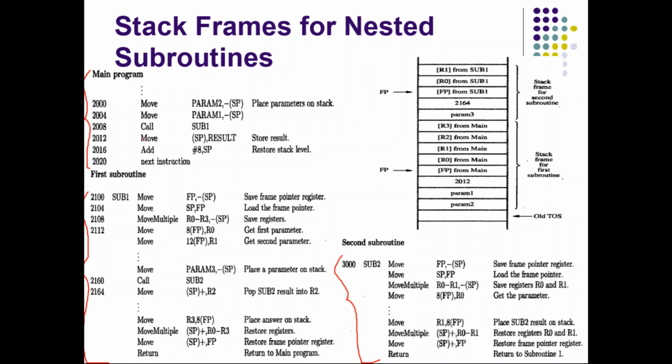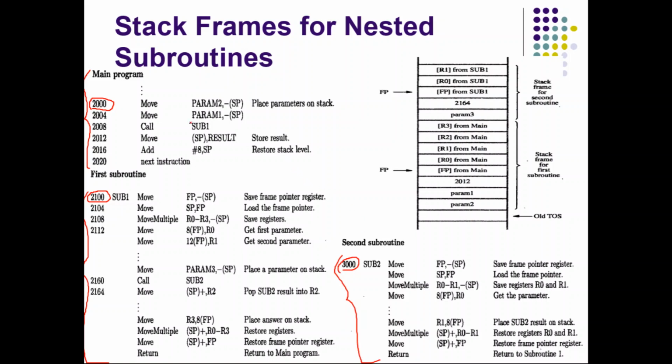Okay, the main program starting address we don't know, but from this address onwards we are considering address 2000. Subroutine 1 starting address is 2100. Subroutine 2 starting address is 3000. Okay, right. So let us try to understand.